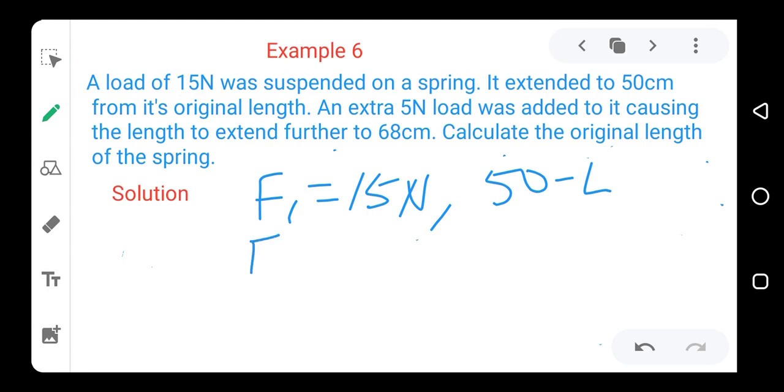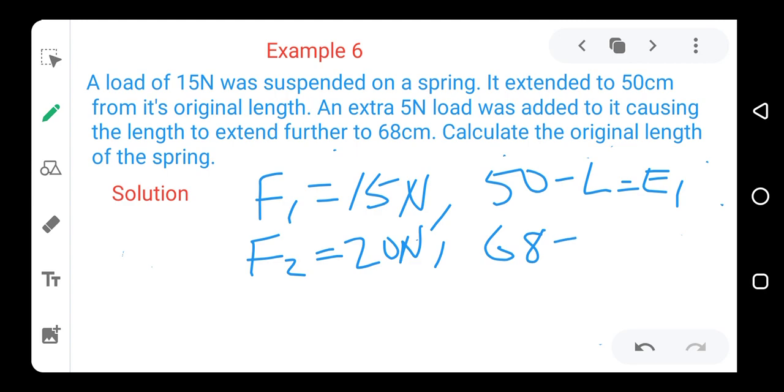Now F2 is equal to, we already have 15 Newton on this object, and there's an extra 5 Newton on it, so everything becomes 20 Newton. Then the new length goes to 68 cm. Now we have E2, this is E1, then extension 2 is equal to 68 minus the original length, which is L. This is equal to E2.